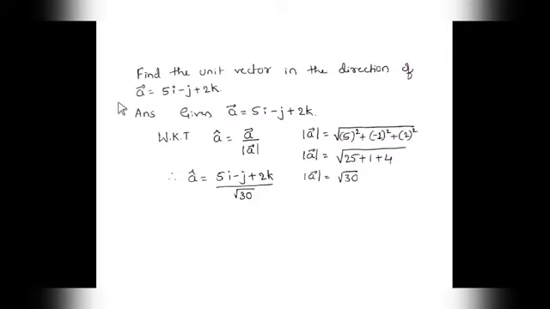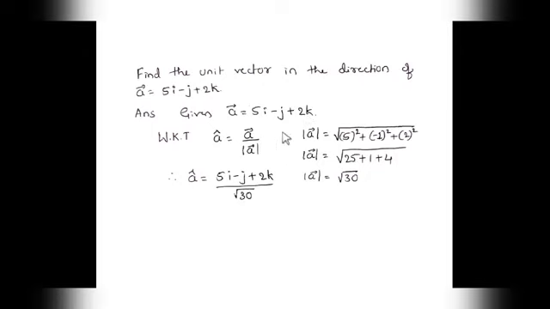Now, let's understand the unit vector with one example. Find the unit vector in the direction of vector A equals 5i minus j plus 2k. Answer: they have given vector A equals 5i minus j plus 2k. We know the formula of unit vector: A cap equals vector A divided by magnitude of vector A. We have vector A, but we don't have the magnitude of vector A. Now, how do we find the magnitude of vector A using the given vector?